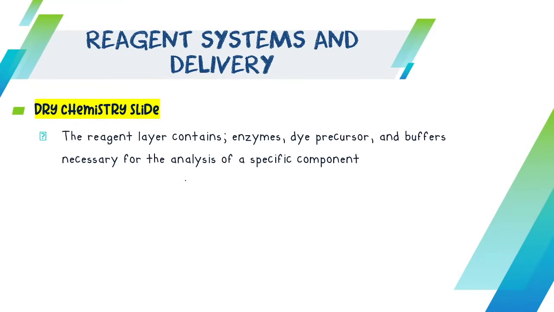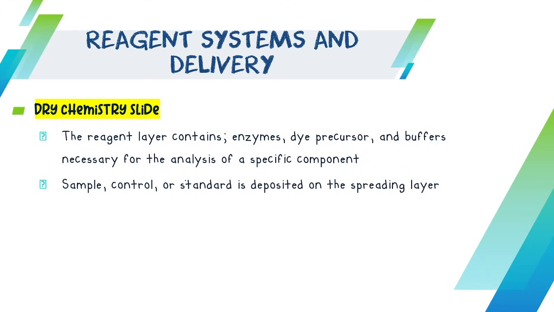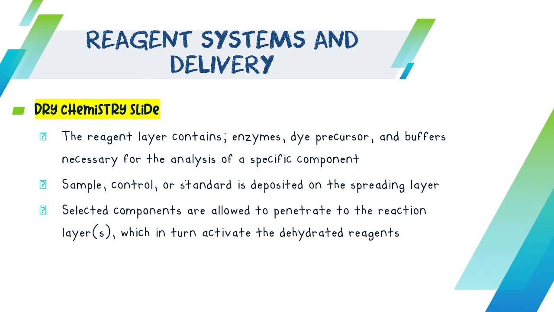So, dry chemistry slide, in your reagent layer, it might contain enzymes, dye precursor, and buffers necessary for the analysis of a specific component. Sample, control or standard is deposited on your spreading layer, and then selected components are allowed to penetrate to the reaction layer, which in turn activates your dehydrated reagents.